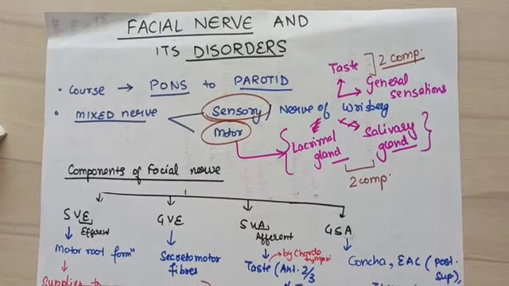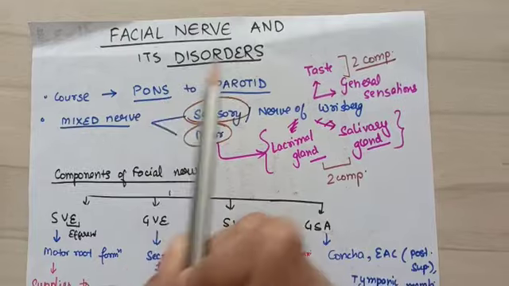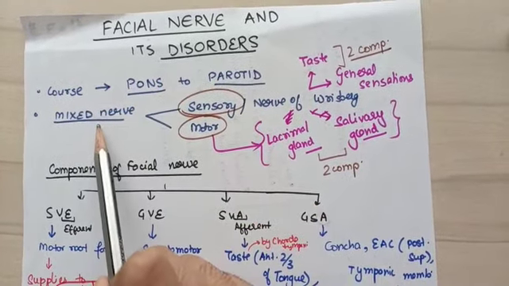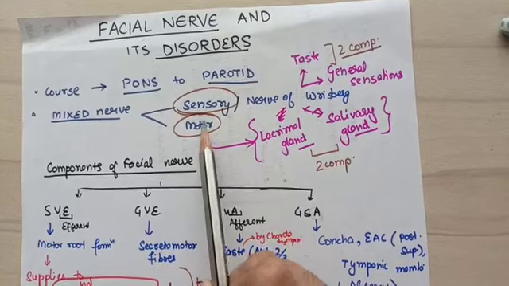Facial nerve and its disorders. Let's start with the course. It runs from the pons of the brainstem to the parotid. It is a mixed type of nerve, which means it has both components, sensory and motor.